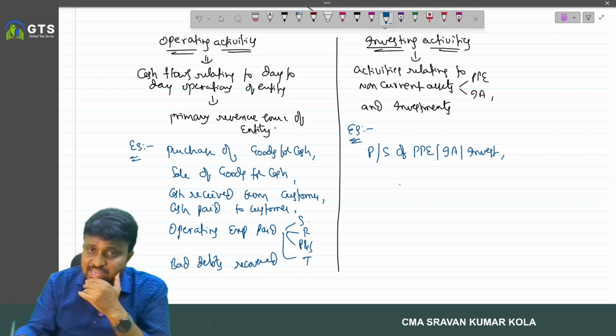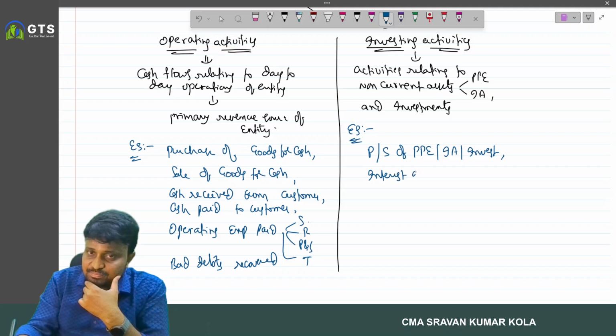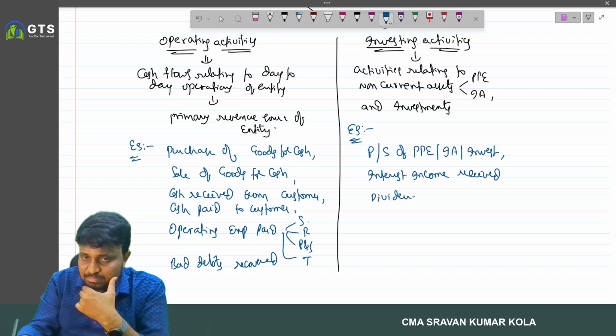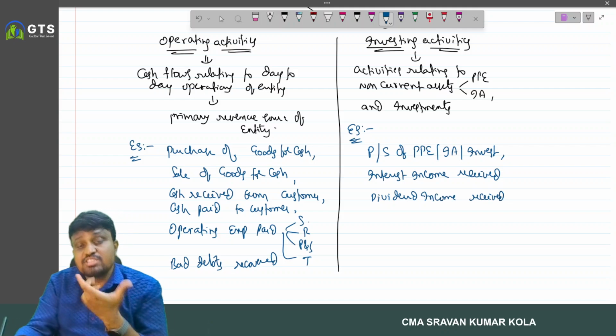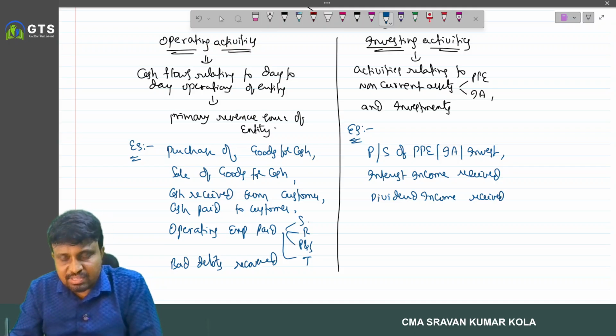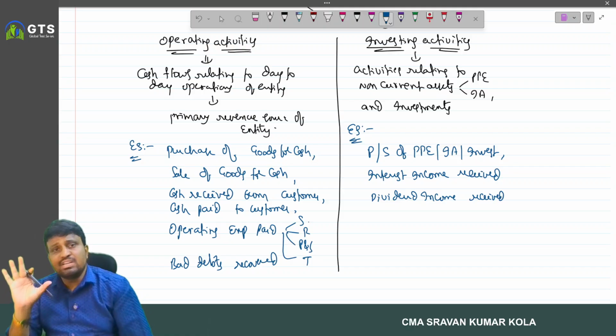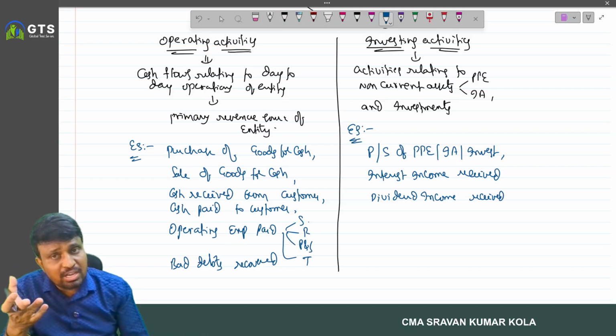Okay. And another one: any income received, like interest income received, or any dividend income received, is also covered under investing activity.